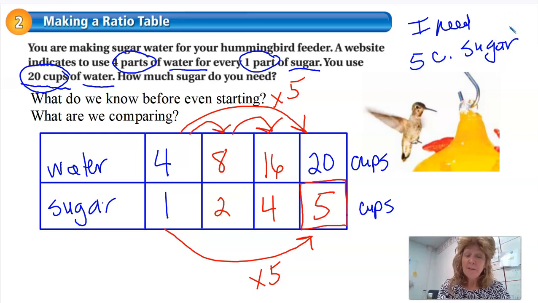Okay, so we can fill out the middle columns, but if there's an easy whole number, even if it's a decimal number to multiply by, we can skip all of the columns in between and just go to the final column.